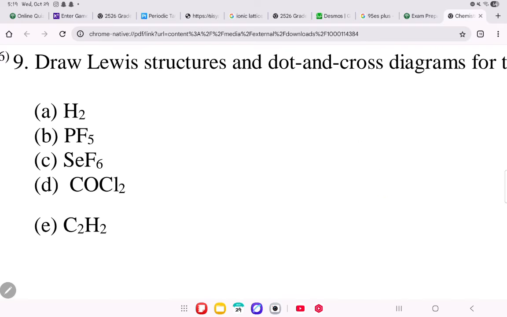And now last but not least, it's C2H2. So we have 2 carbons. We'll put the 2 carbons right next to each other, and then a hydrogen over here and a hydrogen over here. If we write the group numbers, it's 2 times 4 plus 2 times 1, so that's going to be 10, right?